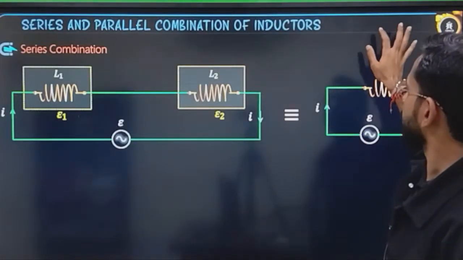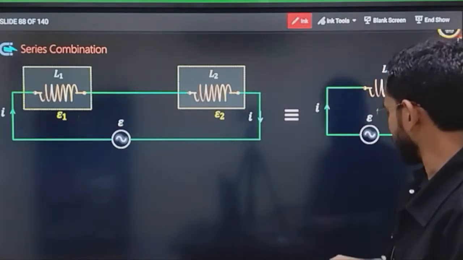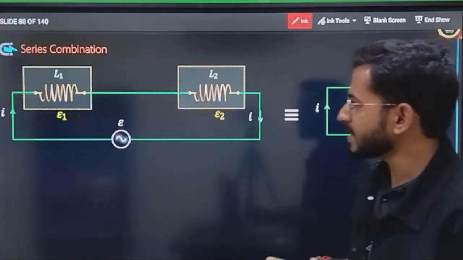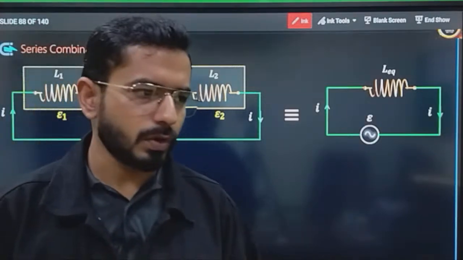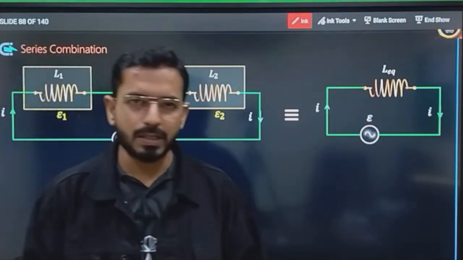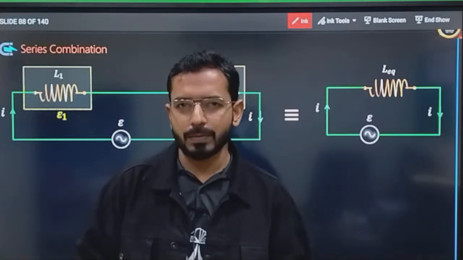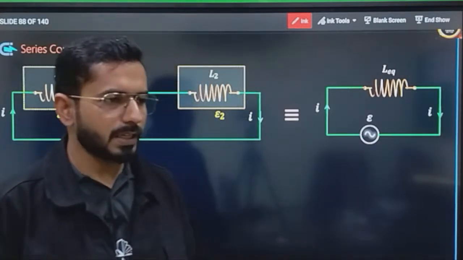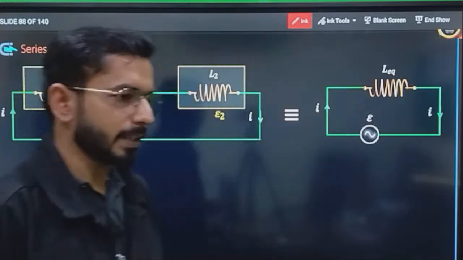Let's quickly understand the series and parallel combination, because that is an important thing that we have to understand. Series combination of inductors: what will be the formula? That is what I want to derive. From spring to resistor to capacitor, all the time we are doing the same thing, so we are interested in the formula. Tell me what will be the series combination and what will be the parallel combination.